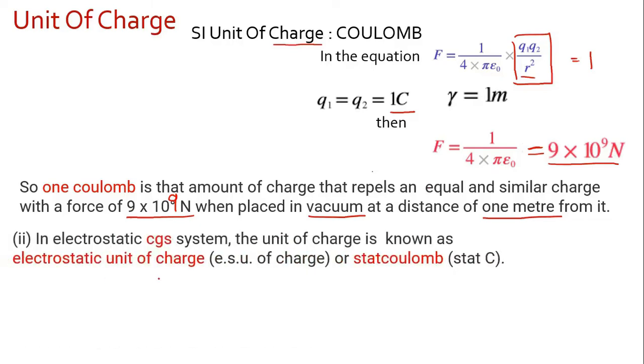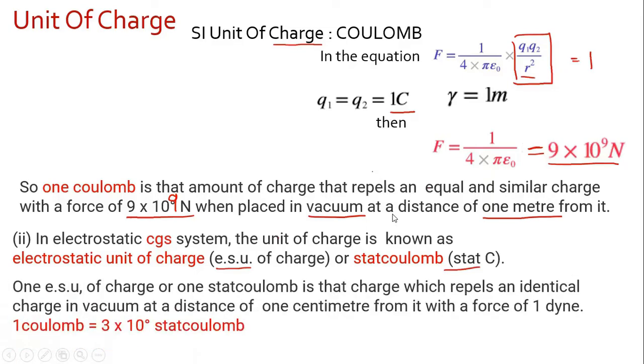Now in CGS, the unit of charge is ESU, the electrostatic unit, also called the stat coulomb. Based on this, we can define one ESU of charge. It is that charge which repels an identical charge in vacuum at a distance of 1 centimeter from it with a force of 1 dyne. In this definition, these are the keywords; you just have to change the units of the parameters. The two charges must be held at a distance of 1 centimeter, and the force between them will become 1 dyne.